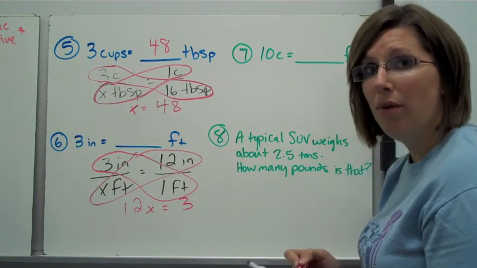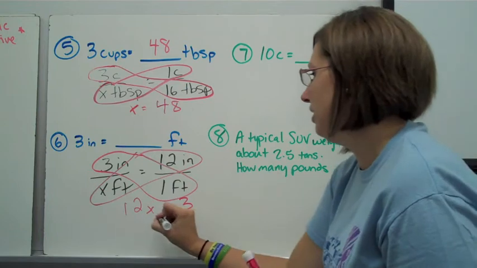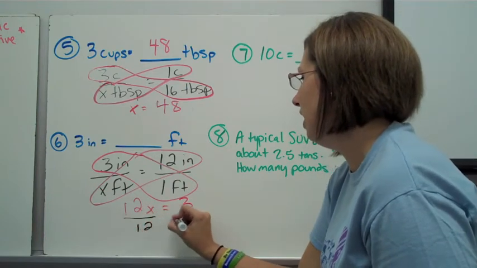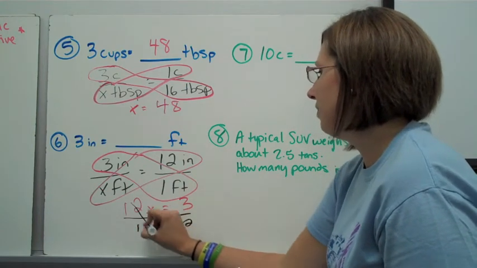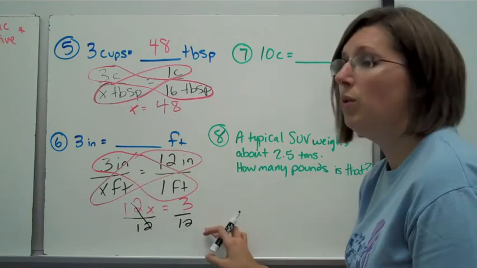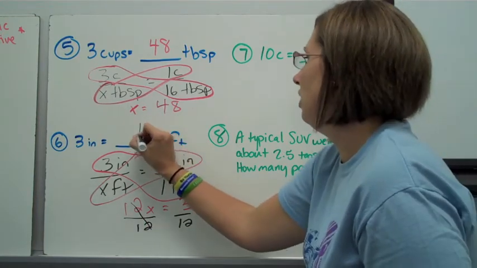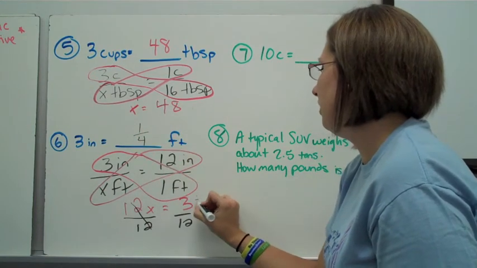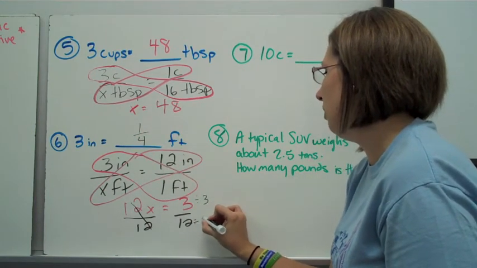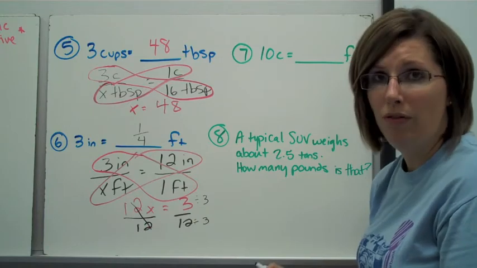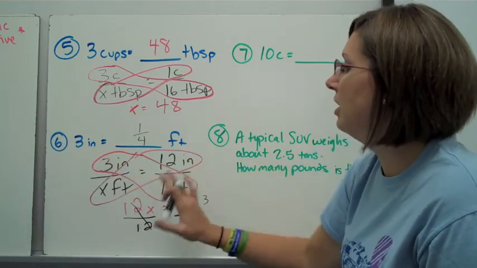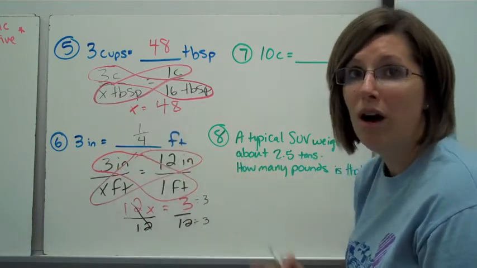This is that type of problem that I'm going to have to do one extra step to find my answer because I want to know what x is by itself. Okay? Divide both sides by 12 and I get 3/12. I know that I can simplify 3/12 to get 1/4 because 3 is divisible by 3 and 12 is divisible by 3, and that reduces to 1/4. So 3 inches is 1/4 of a foot.